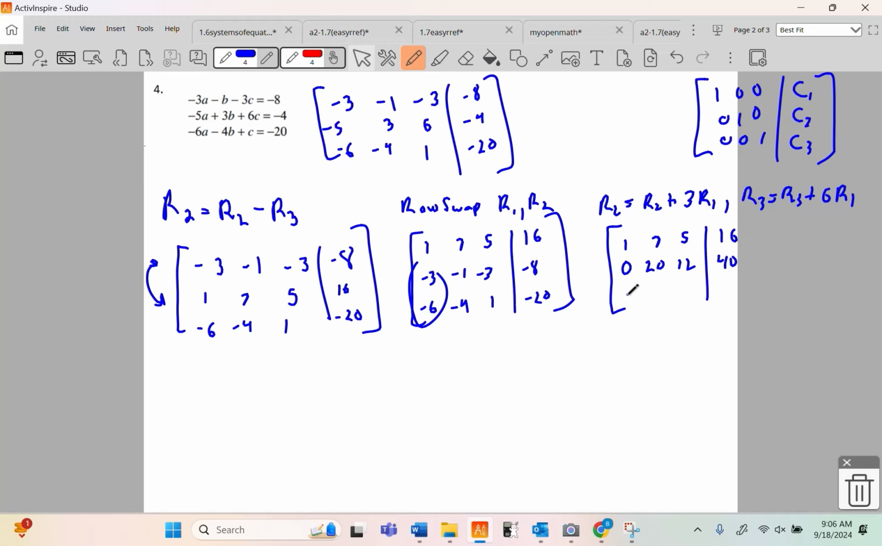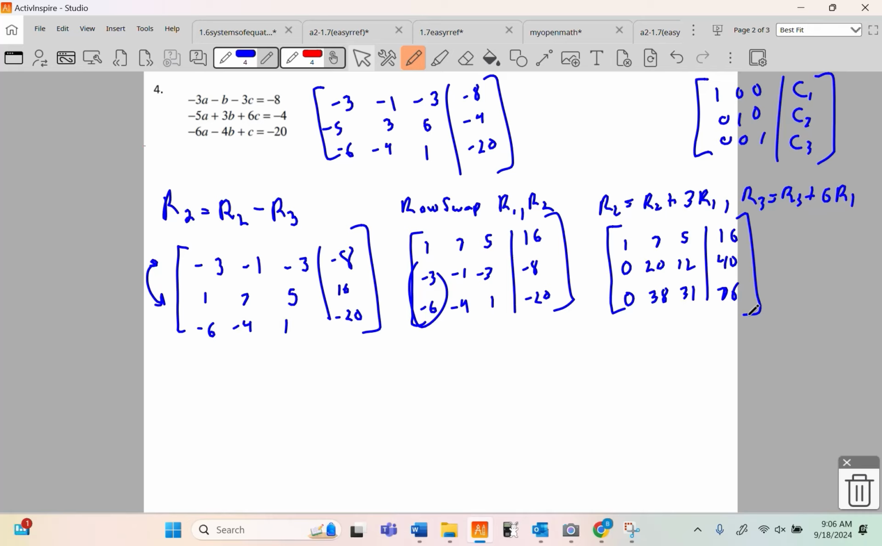-6 plus 6 1s is 0. -4 plus 6 7s, 6 7s is 42. -4 plus 42 is 38. 1 plus 6 5s is 31. -20 plus 6 16s. 6 16s is 96. -20 plus 96 is 76.